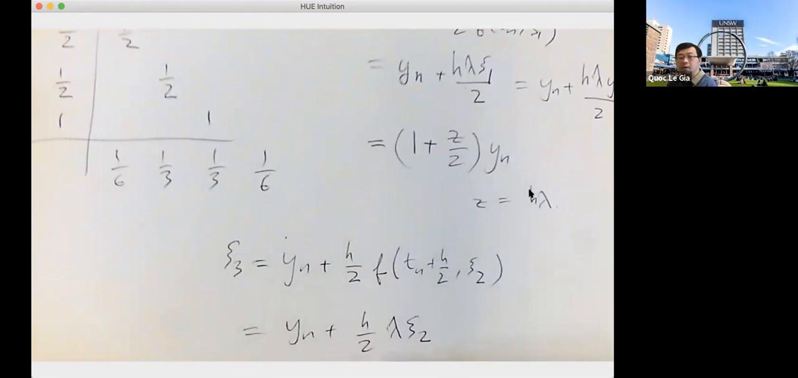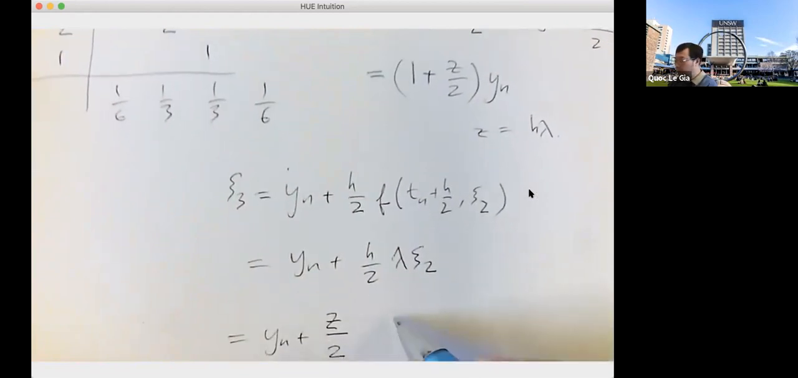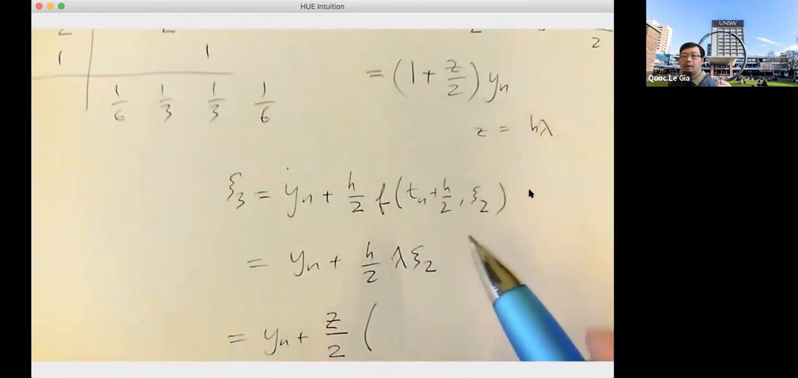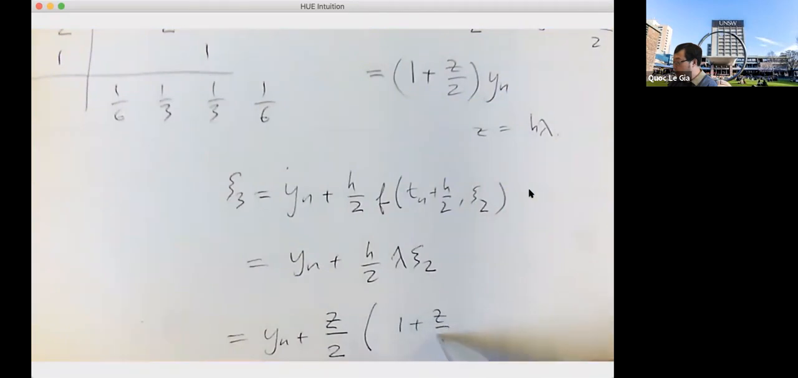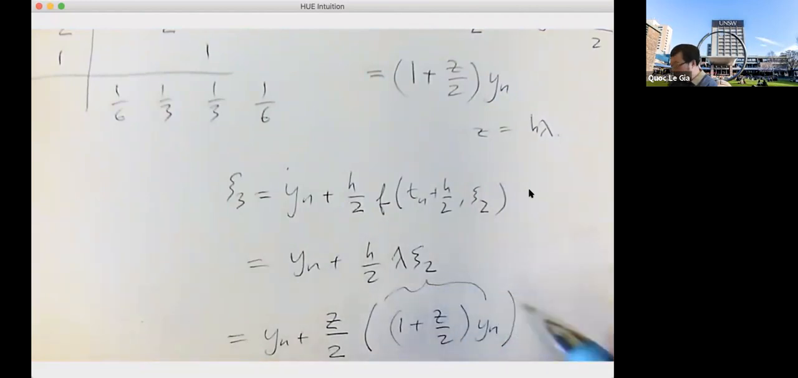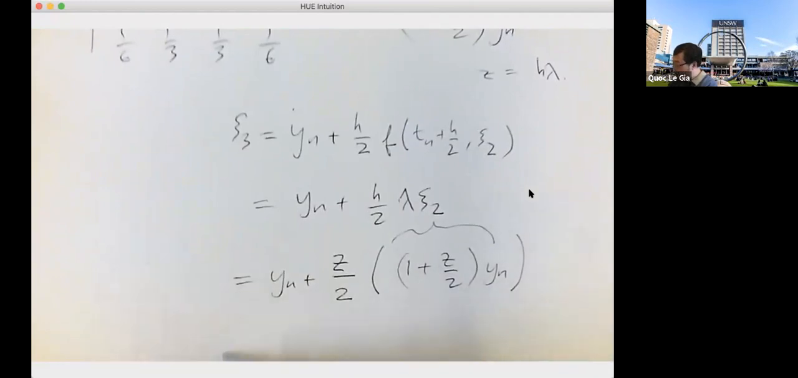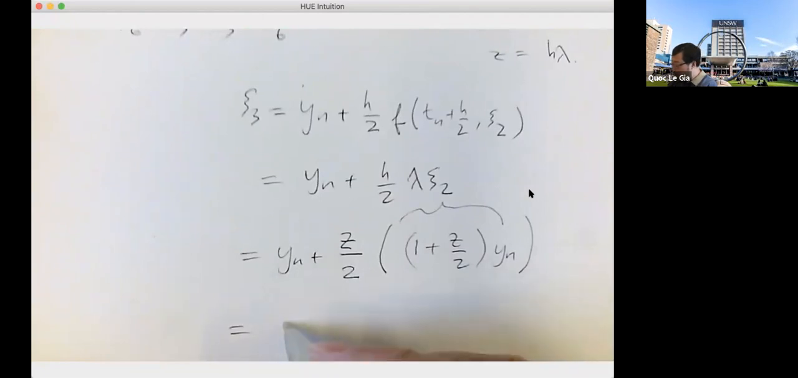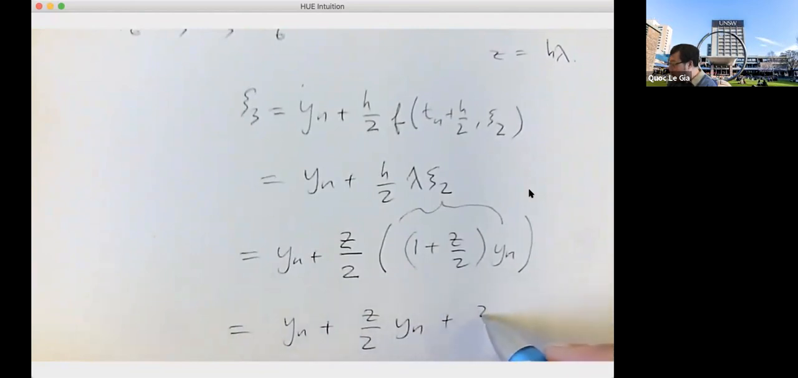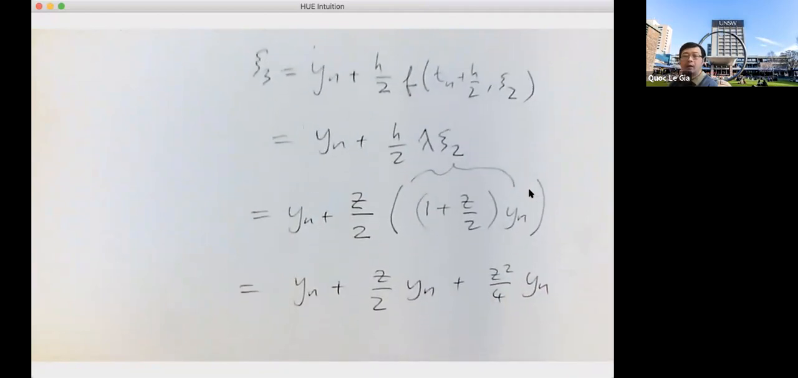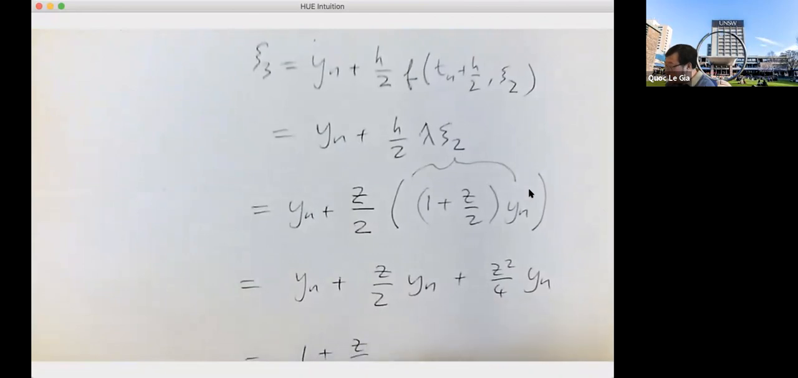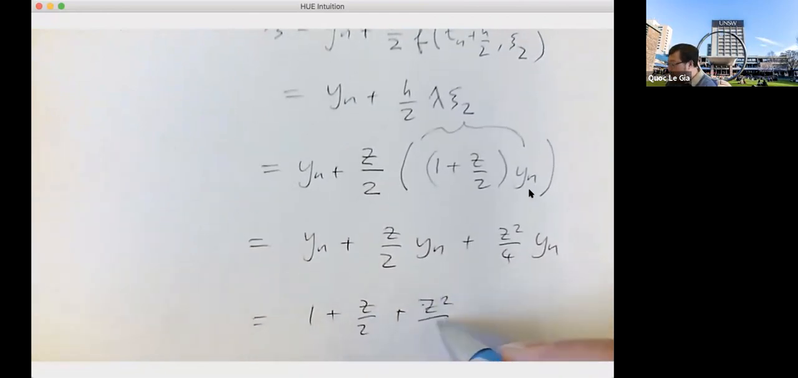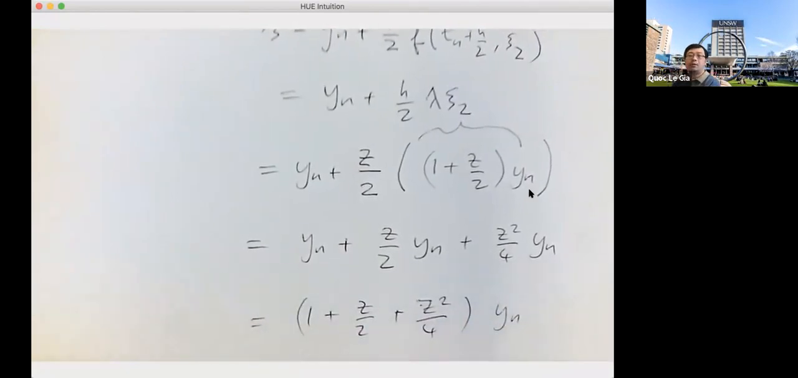So yn plus, remember, we replace this one by z over 2, since h lambda is just z. So z over 2, and what is xi2? Xi2 is just 1 plus z over 2, times yn. Okay, so this is xi2. And now, what is the result? So now you expand it out. You got yn plus z over 2 yn plus z squared over 4 yn. Okay, so you got 1 plus z over 2 plus z squared over 4, times yn. So this is your xi3.